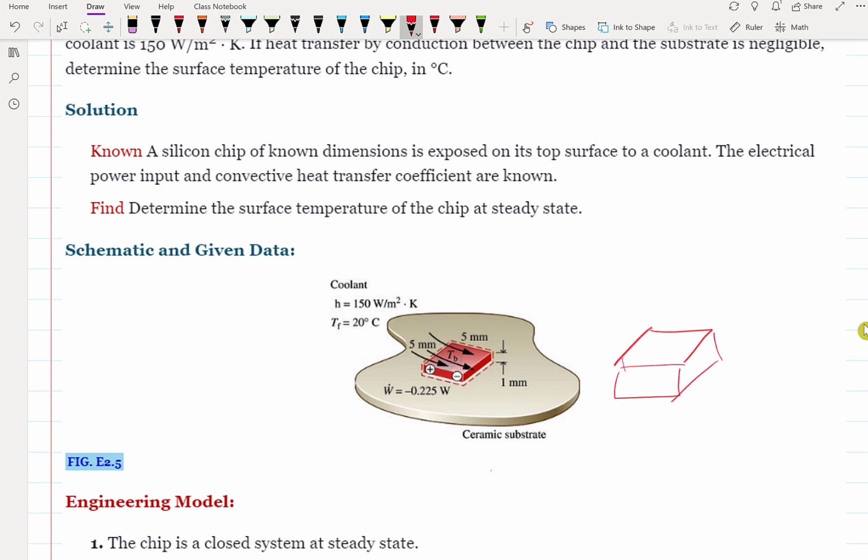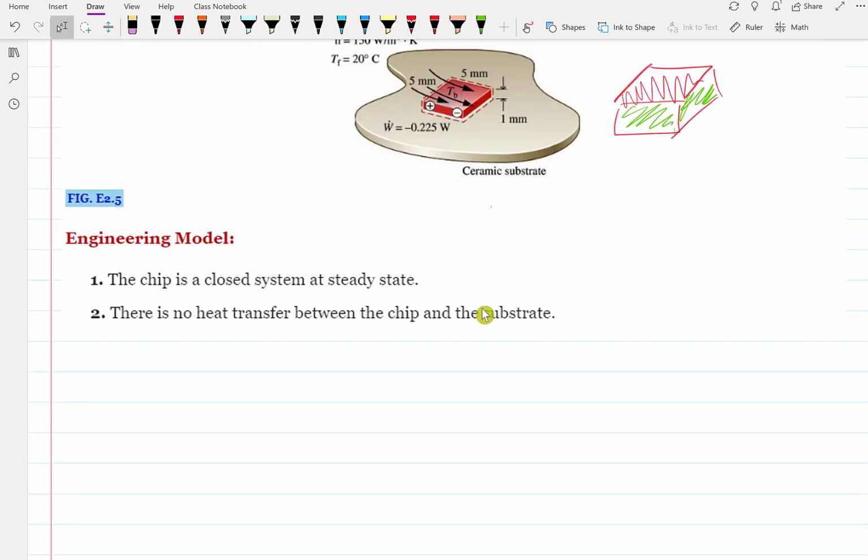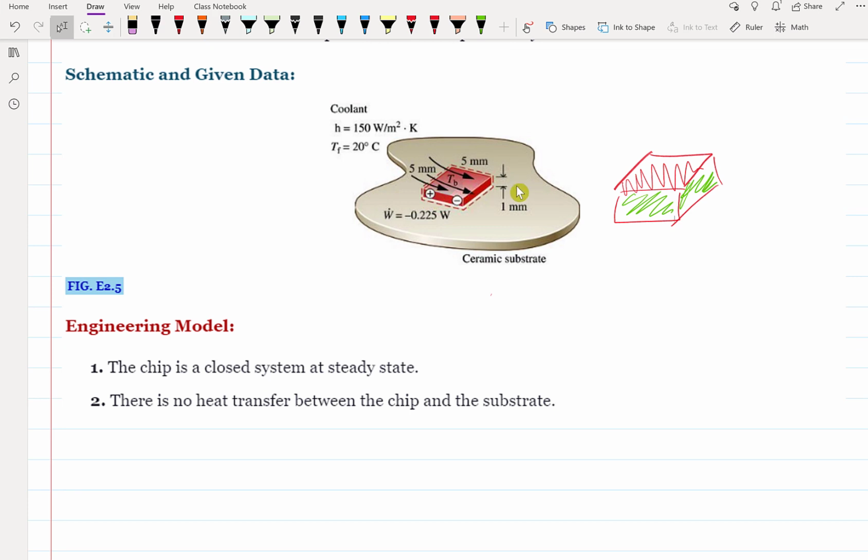Only consider the heat transfer from the top surface and neglect the heat transfer from the side surface. The chip is a closed system at steady state. There is no heat transfer between the chip and the substrate. Also, the bottom surface is insulated well, so there is no heat transfer from the top surface to the bottom surface by conduction. So we only consider the convection between the top surface of the chip and the surrounding fluid.